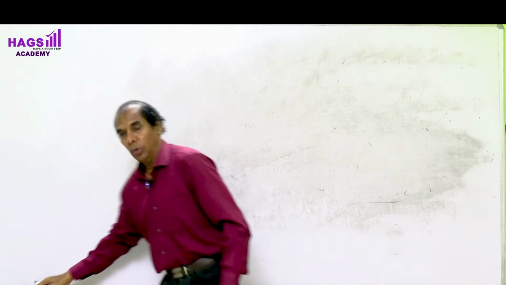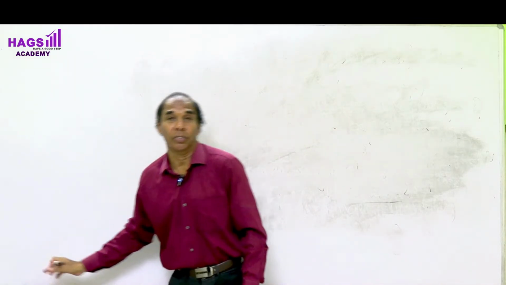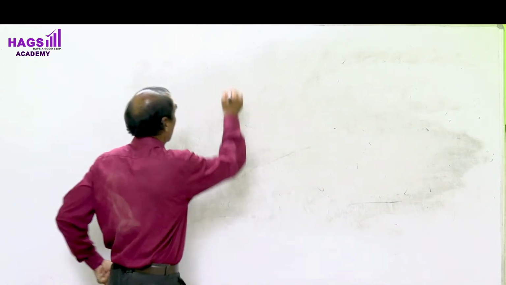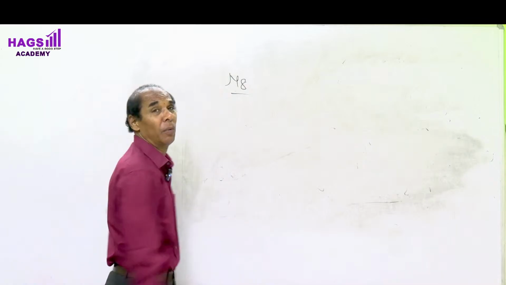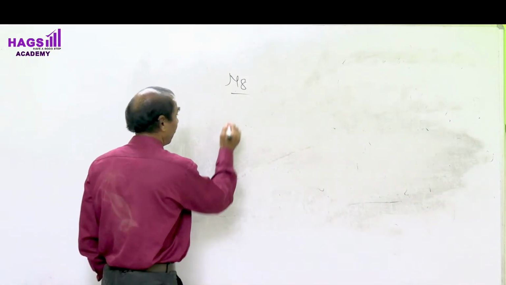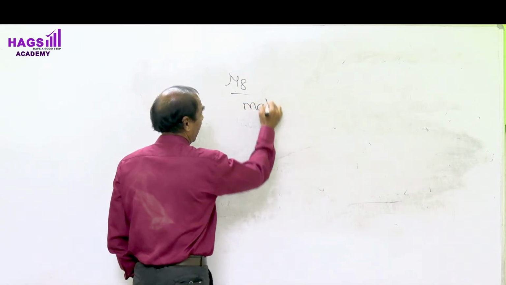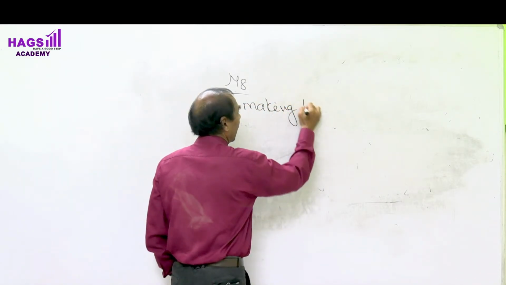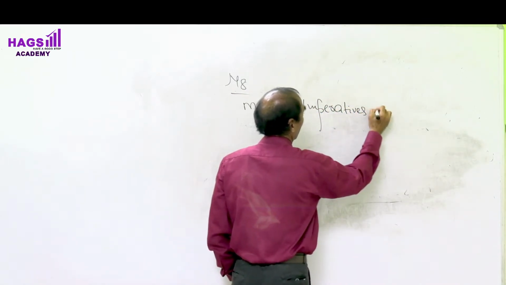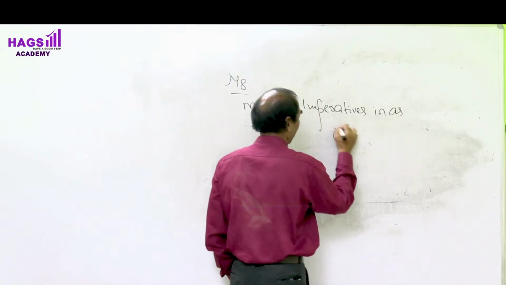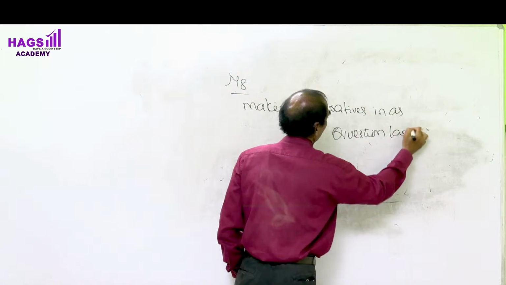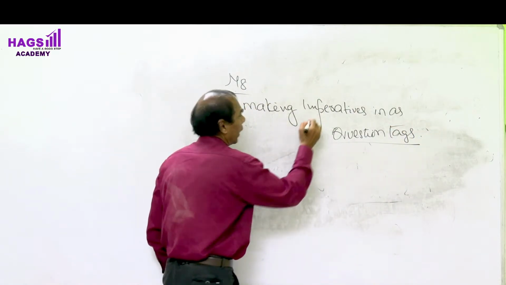So, we have covered 7 models. Now, the most important model is model number 8. This is a very, very important model. What is model number 1? Making imperatives in as question tags. Now look at the code.